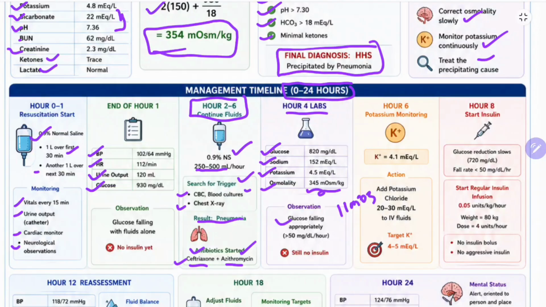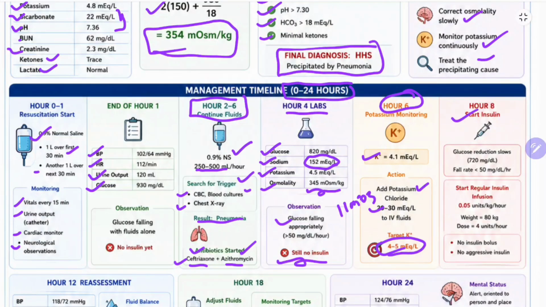So observation is glucose is falling appropriately, that is more than 50 milligram per deciliter. So still no insulin is required, and sodium has increased from 150 to 152. Hour 6, potassium monitoring. Potassium is 4.1 milliequivalent. Action: add potassium chloride, similar to DKA, 20 to 30 milliequivalent per liter to IV fluids. Target potassium 4 to 5 milliequivalent per liter.